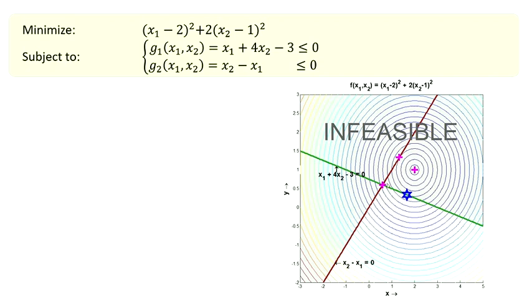Now, this is the intersection of both these straight lines. So both constraints are active here. Okay, and here the first constraint is active. So x1 plus 4x2 minus 3 is equal to 0, but x2 minus x1 is less than 0.